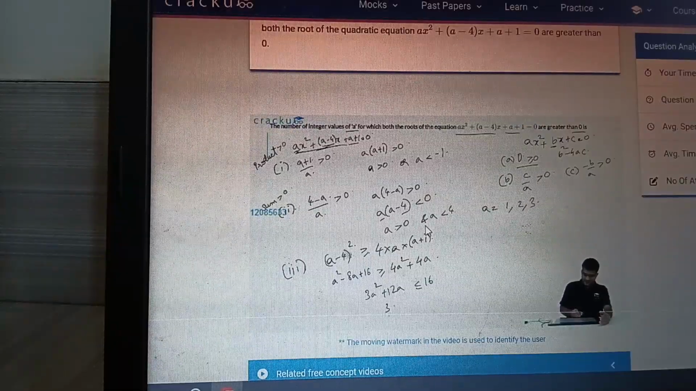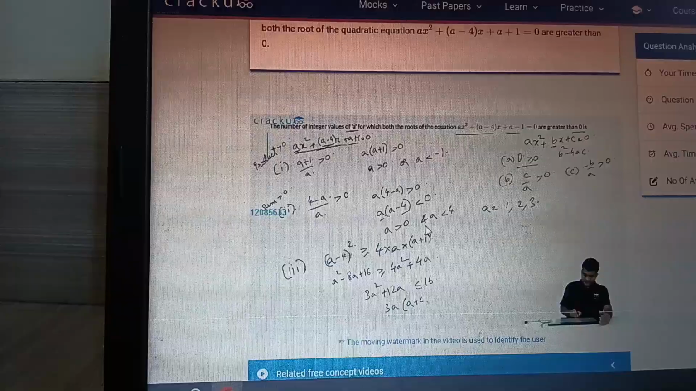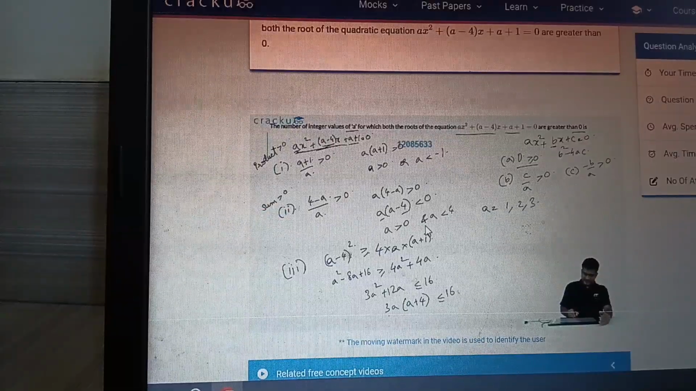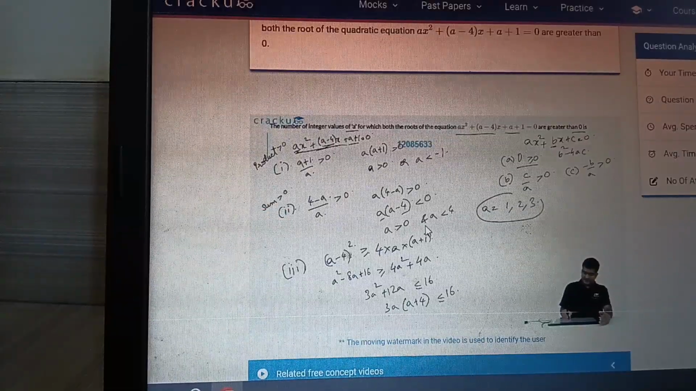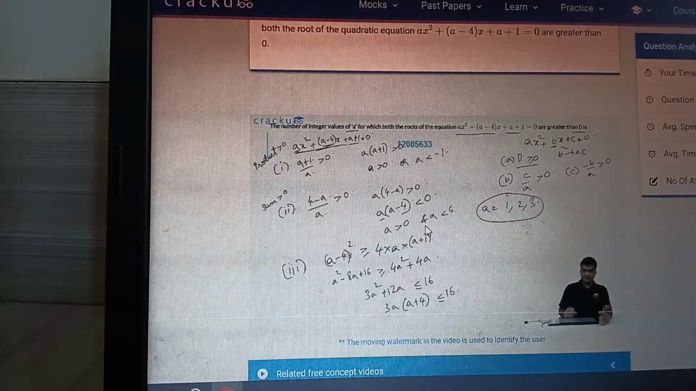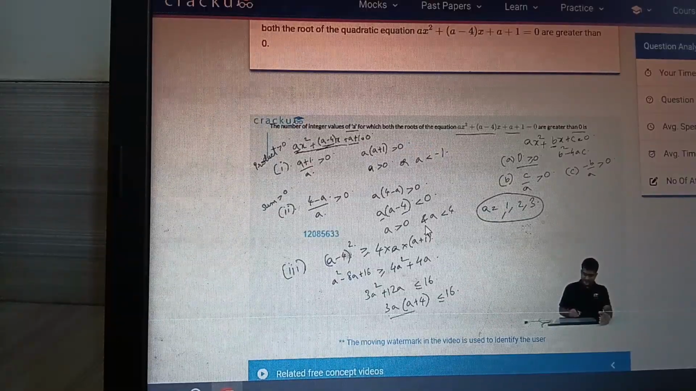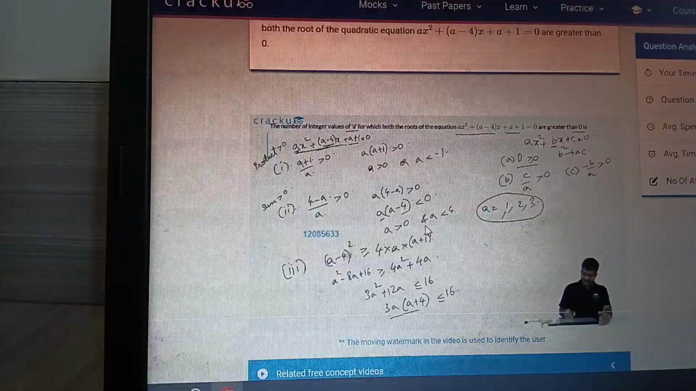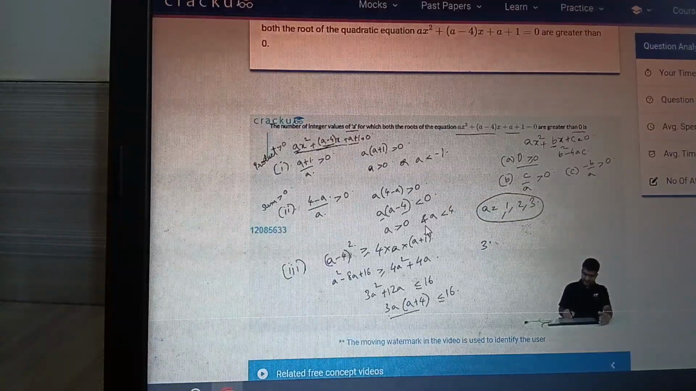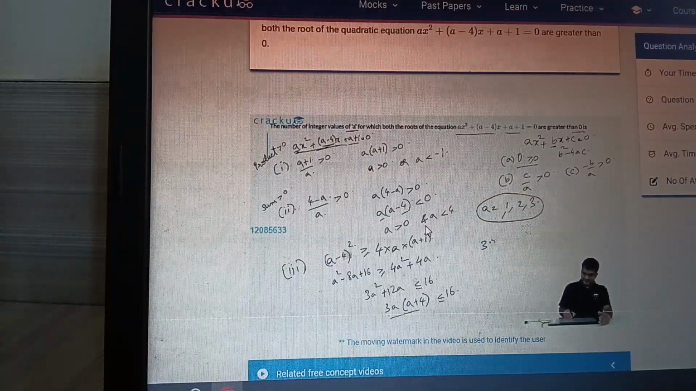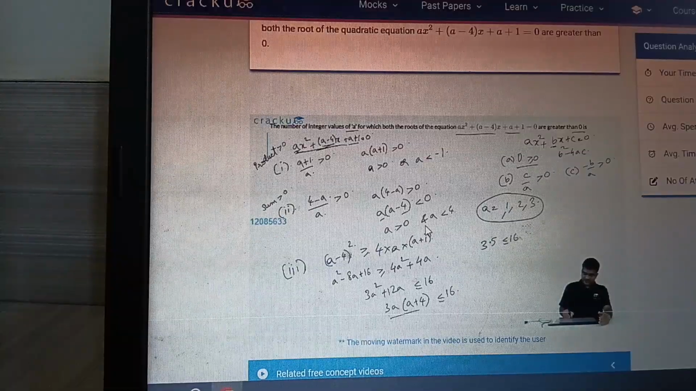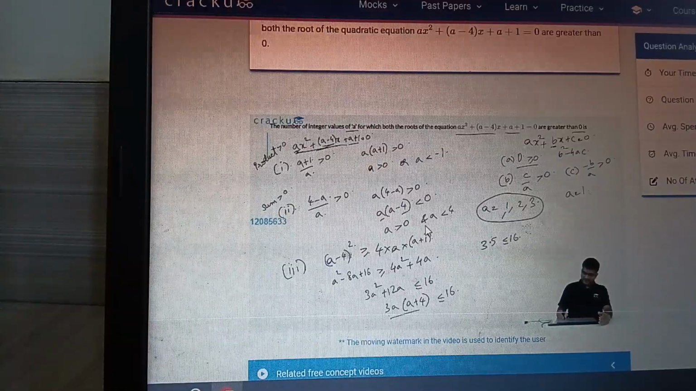You can take 3a common, so this is 3a into (a plus 4) has to be less than or equal to 16. The values that a can take are only 1, 2 or 3. In case of 1, the value of 3a into (a plus 4) will be equal to 3 into (1 plus 4), that is 5, which is 15. So this is less than or equal to 16. So a is equal to 1 is a solution.